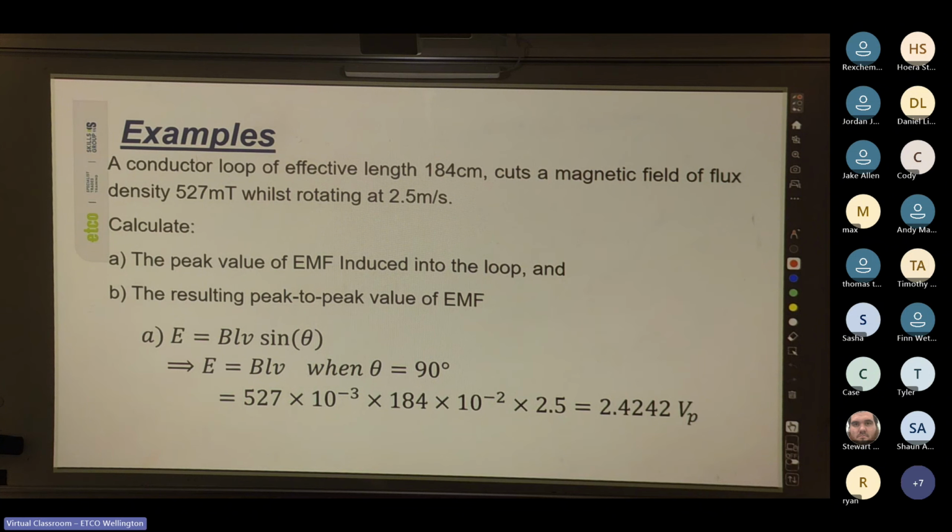But now we need to figure out peak to peak. How do you think we would do this? Yeah, pretty much. We multiply it by a factor of 2 because if the peak is 2.42, then the peak to peak must be double that. So the peak to peak voltage is 4.8484, which we would round to 4.85. Is that making sense? Anything anyone's unsure about?